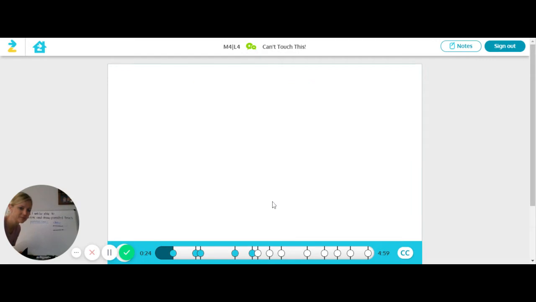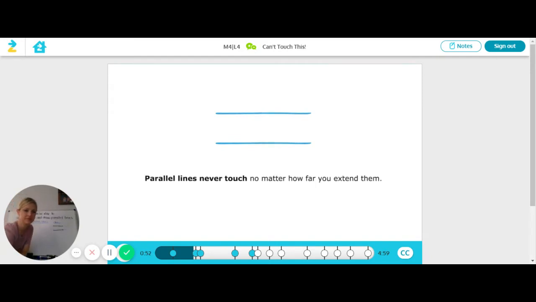Great. Lucas, how did you draw your lines? Like this. Nice. Do the lines touch? No, even if they continued, they would never touch. Great. What else did you notice? They're not perpendicular because they don't make right angles. They don't make any angles because they don't touch. That's right. You've discovered parallel lines. Two lines that never touch, no matter how far you extend them, are parallel.